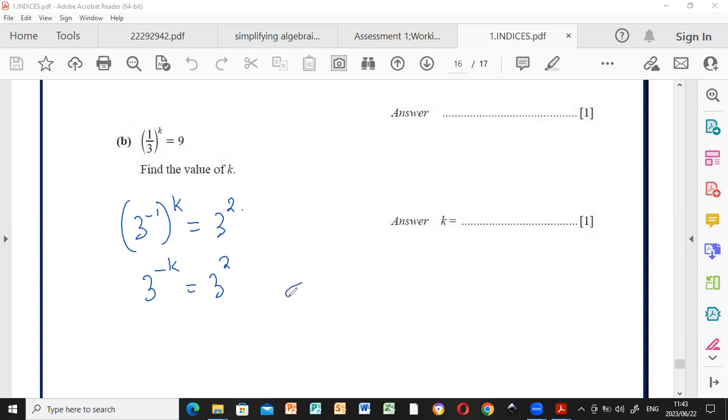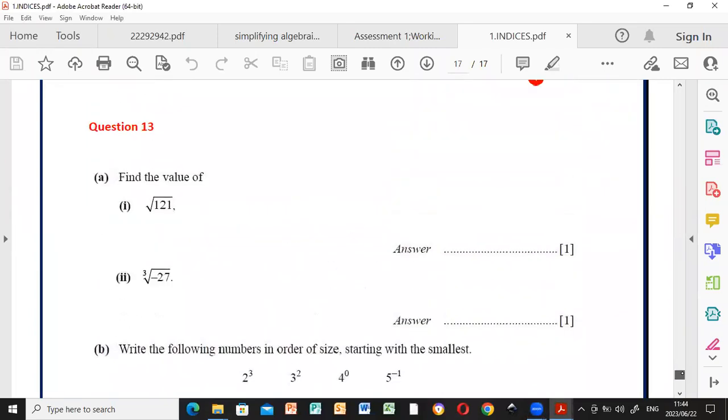So if the bases are the same, then the powers must also be the same. So if we equate the powers here, you can see that minus k is equal to 2, and k is minus 2. So k is minus 2. That's the solution on this problem. Let's look at the last, not the last as such. Let me give you another one.